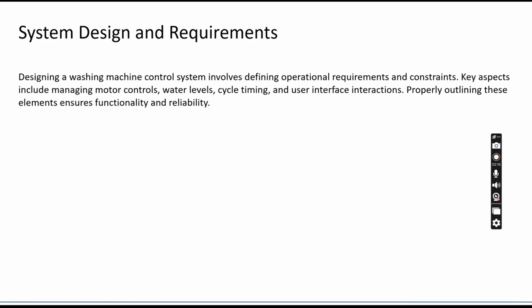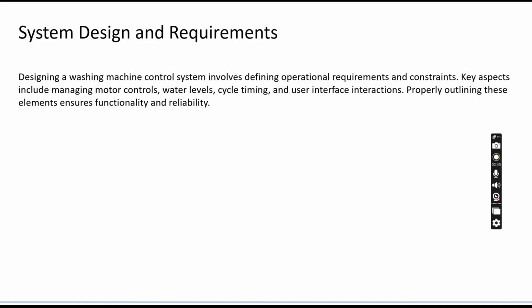So for the washing machine, what are the system design and requirements? We are going to see that next. Designing a washing machine control system involves defining operational requirements and constraints. Key aspects include managing motor controls, water level, cycle timing, and user interface interaction. Properly outlining the elements ensures functionality and reliability.